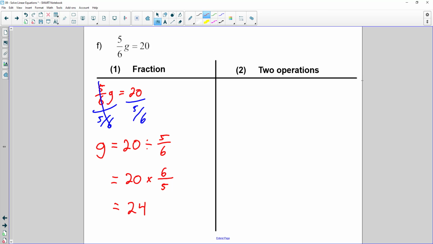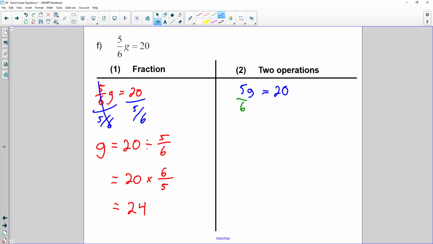Now, the other way we can do it is we can actually break the fraction up and think about it not as the fraction 5 over 6, but we could think of it as two separate operations. We could think of it as times 5 divided by 6. So let's look at it that way. So I'm going to have 5g, I'm going to write this one in a different color, over 6 is equal to 20. Okay? So let's treat the 5 and the 6 differently. Okay? So for the g, I'm multiplying it by 5 and dividing it by 6. So we want to get rid of both of those.